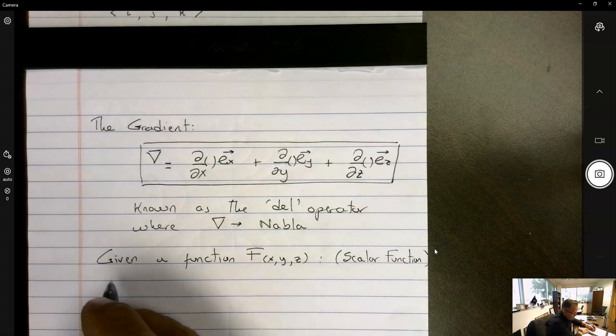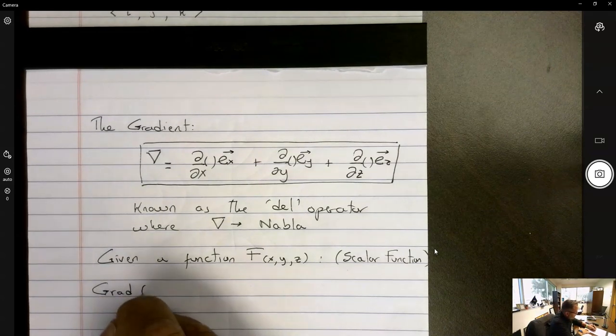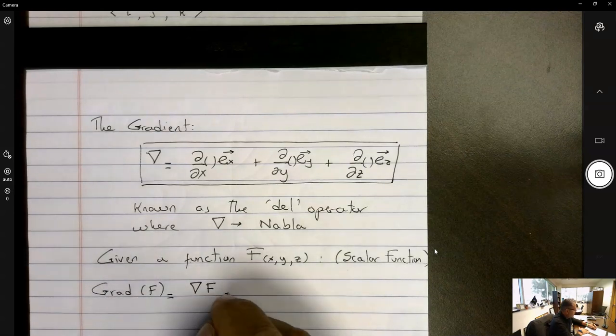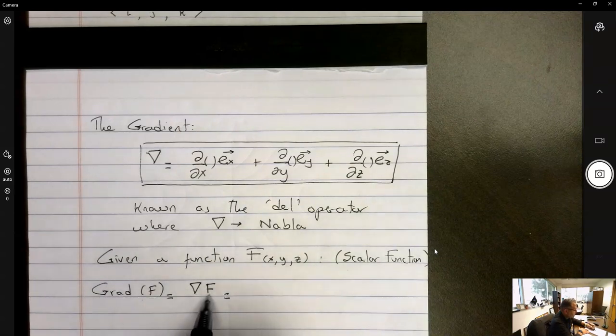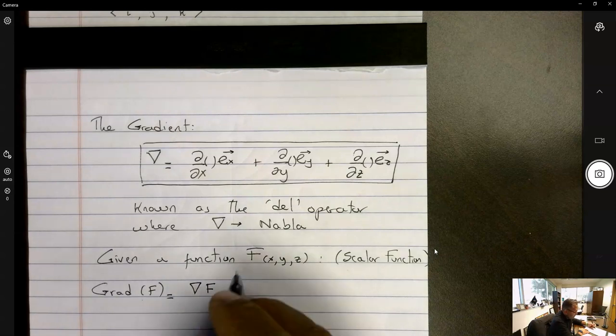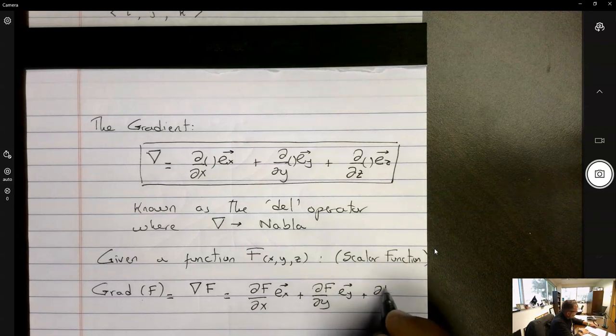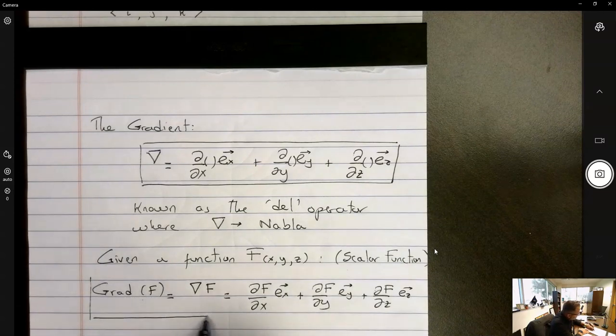So we can calculate the gradient of f, which is written as Nabla f, which is read as del f. Okay, so we have 3 ways of saying the same thing. Grad f is equal to Nabla f, which is also read as del f, and is essentially the partial derivative of f with respect to x, multiplied by the unit normal vector in the x direction. So now we have an x component to a resulting vector, df dy in the y direction, and df dz in the z direction. Okay.